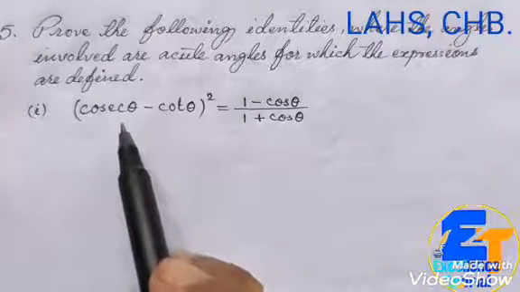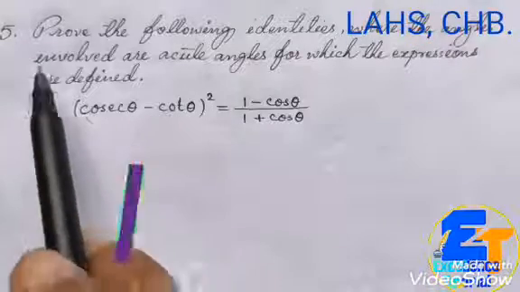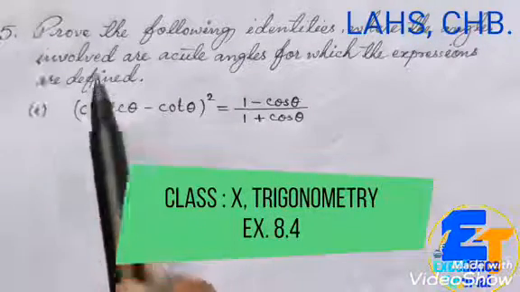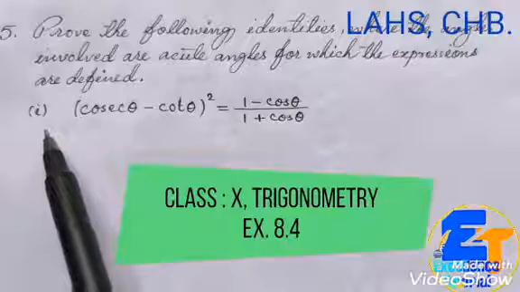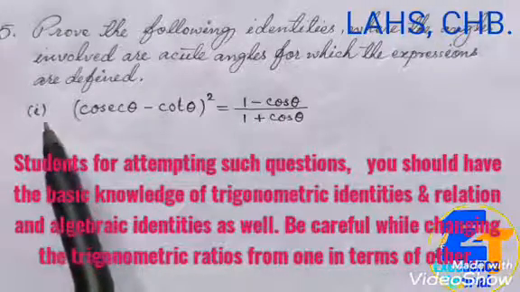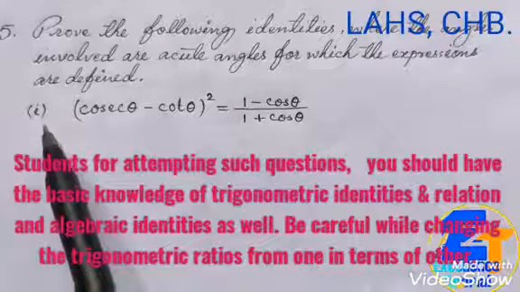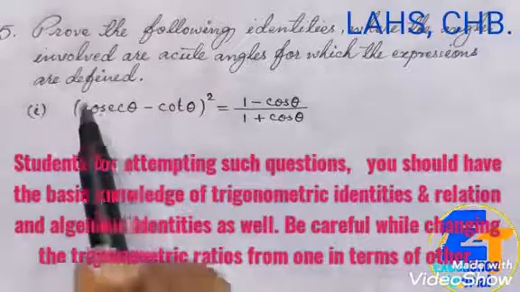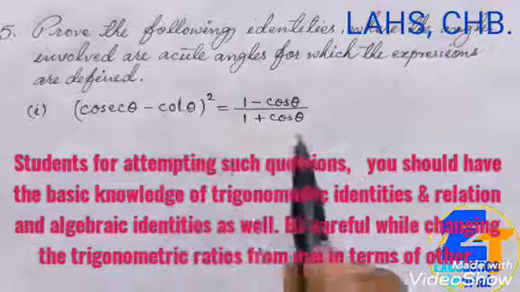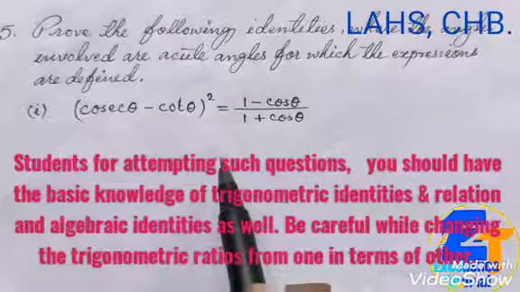Students, this type of question is very important from the examination point of view. In question number 5, there are 10 sub-questions, and these questions are very important from the examination point of view. And how can we solve such type of question? In the same way, by using the trigonometric identities and relations.